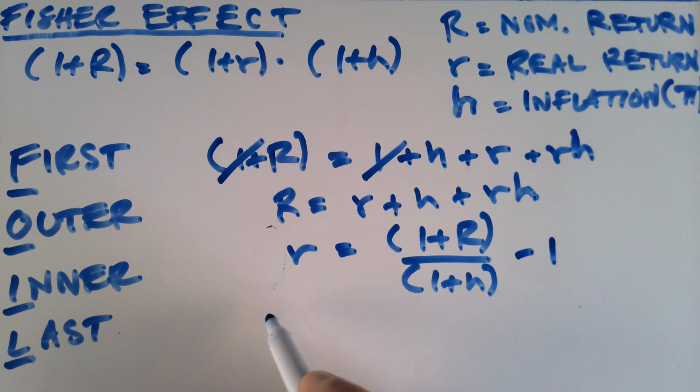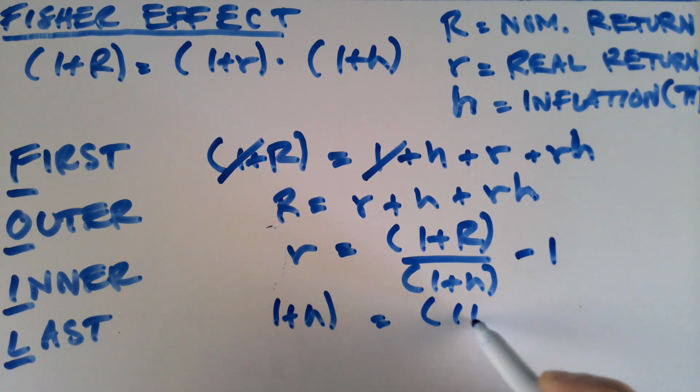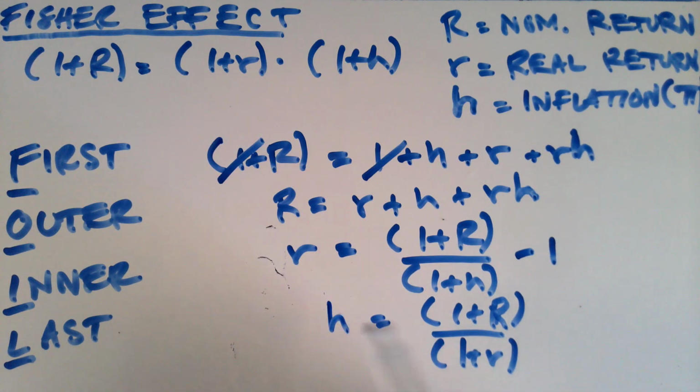Similarly, I could say 1 plus h is equal to 1 plus big R divided by 1 plus little r. I can subtract 1 from both sides. And so these two equations are quite similar, and when you look at the formula, you can see why.